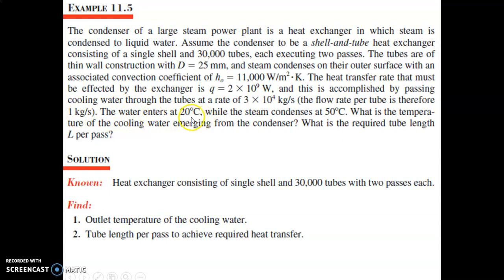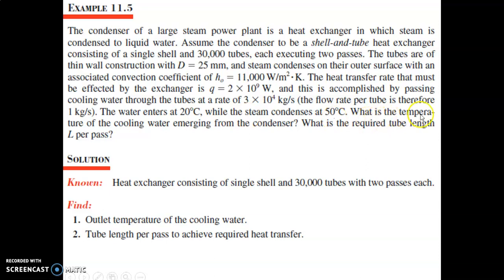The water enters at 20 Celsius, while the steam condenses at 50. The question mentions clearly that the steam condenses at 50, meaning we have a fixed temperature for the hot fluid. So we can figure out that C_hot could be considered infinity. If C_hot is infinity, then clearly the cold side is C_minimum, and the capacity ratio will be considered 0. This will help us calculate the effectiveness and the NTU from the chart or from the equations.